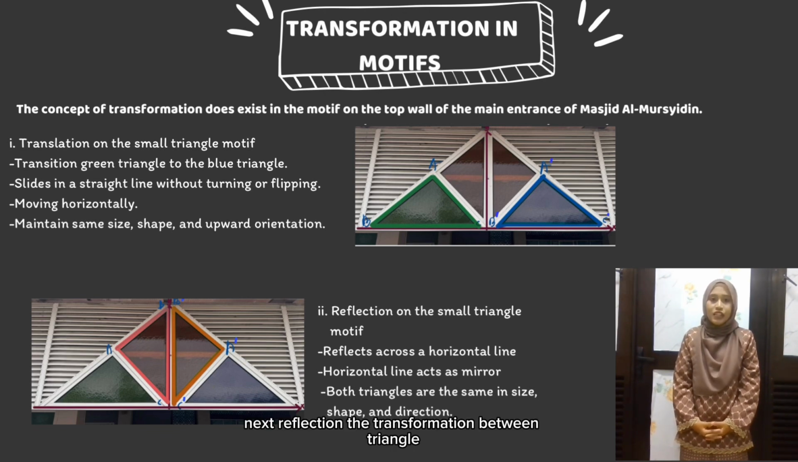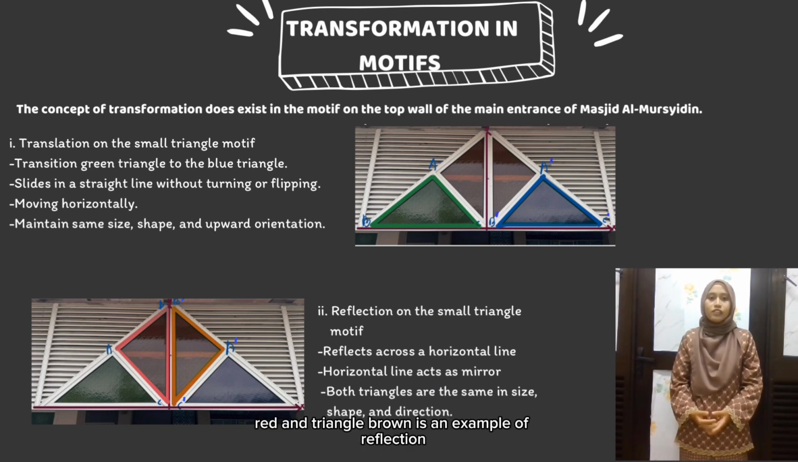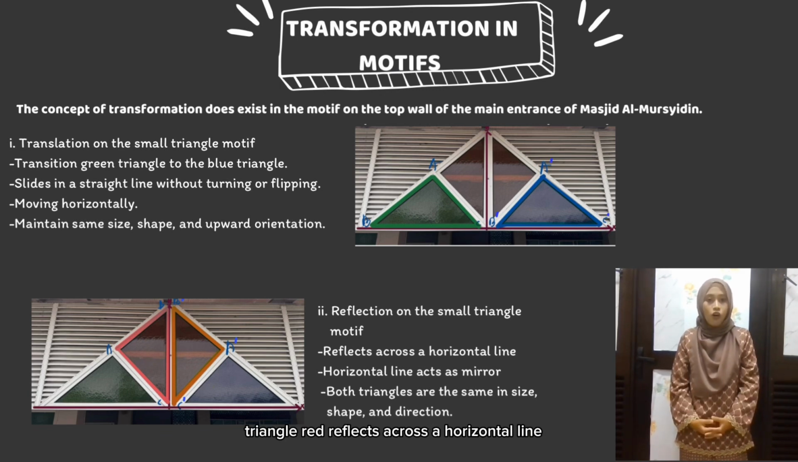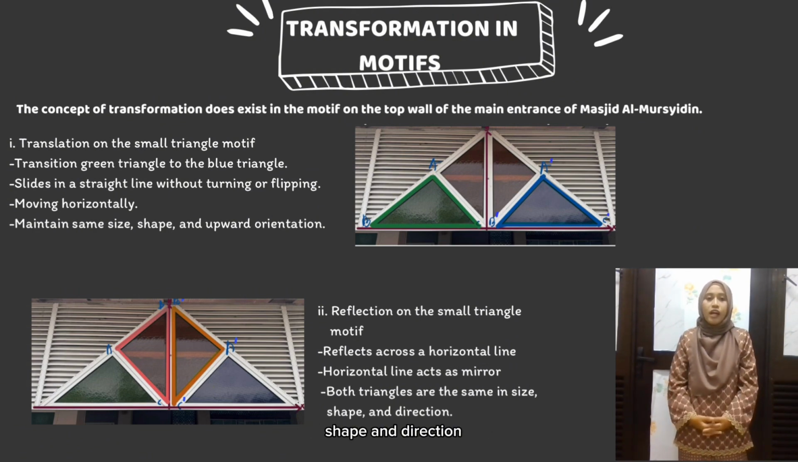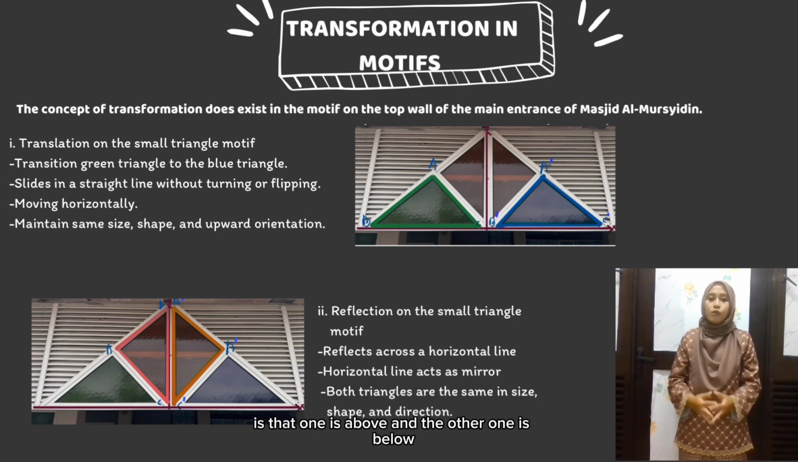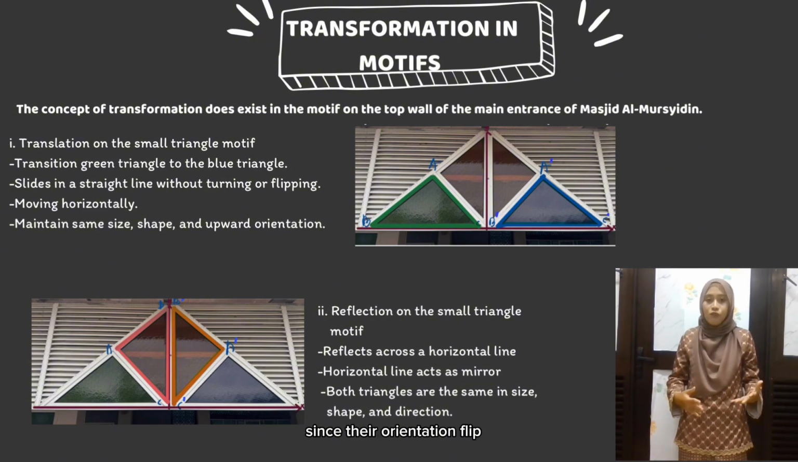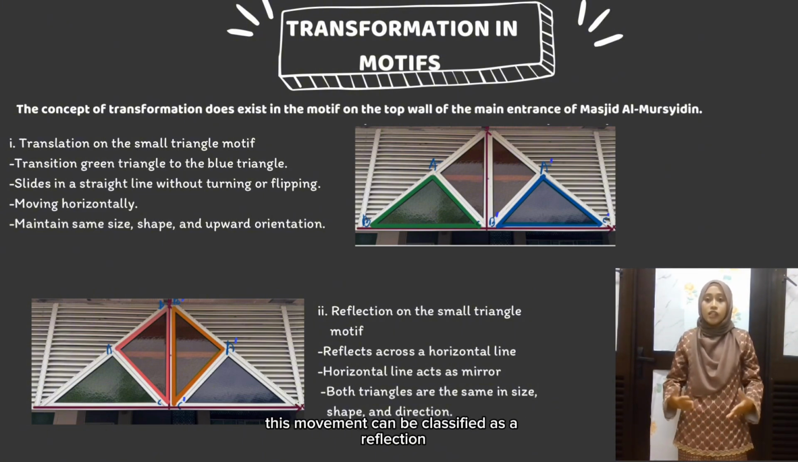Next, reflection. The transformation between triangle red and triangle brown is an example of reflection. Triangle red reflects across a horizontal line to become triangle brown on the other side. The horizontal line acts like a mirror placed between them. Both triangles are the same in size and shape. They point straight upward and downward, making them perfect mirror images. The only change is their position, that one is above and the other one is below. Since their orientation flips while the structure stays the same, this movement can be classified as a reflection.